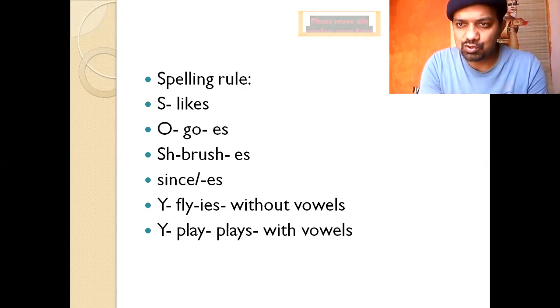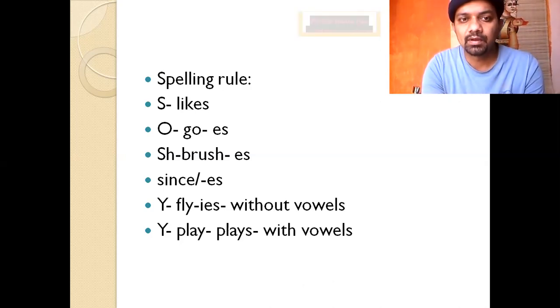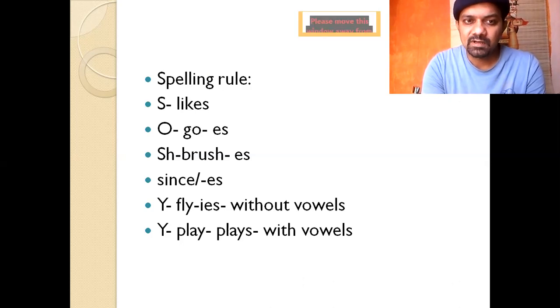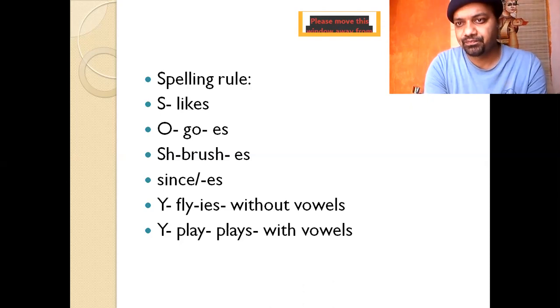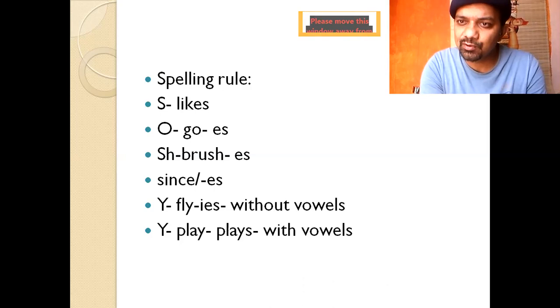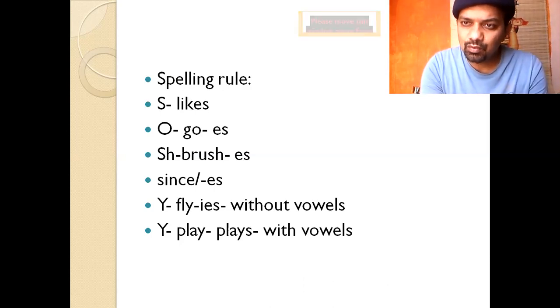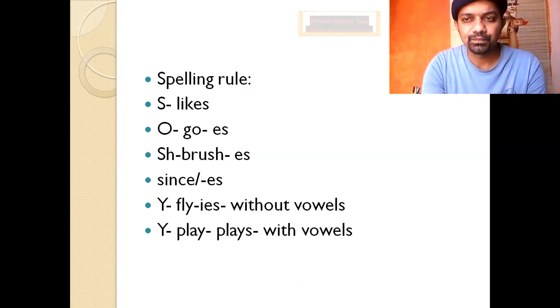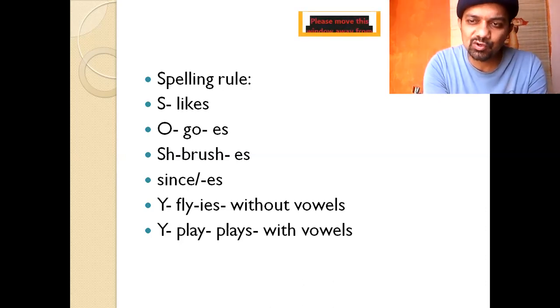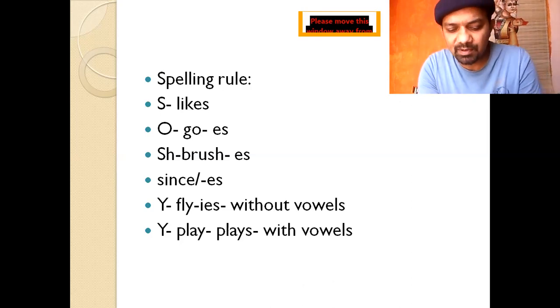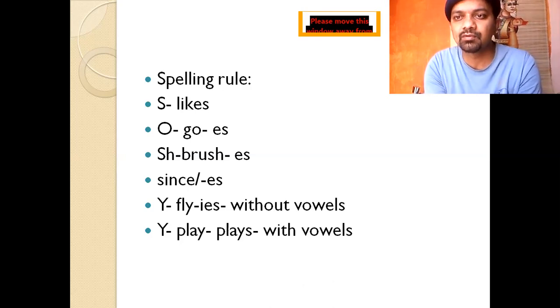So, go, goes. If the word ends with o, mango, mangoes. If the word ends with sh, flush, brush. If the word ends with x, box, boxes, tax, taxes. If the word ends with Y without a vowel sound behind it, we use ies, flies. If the verb ends with Y, but there is a vowel sound behind it, we use only s. So this is a simple spelling rule you must remember to make a singular or plural verb.